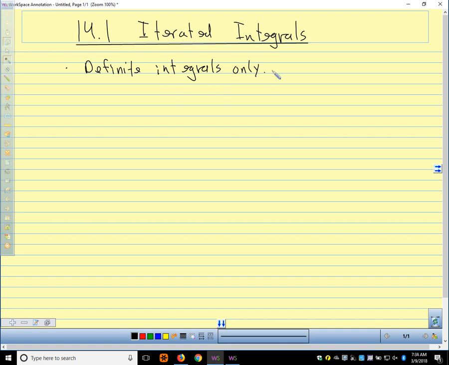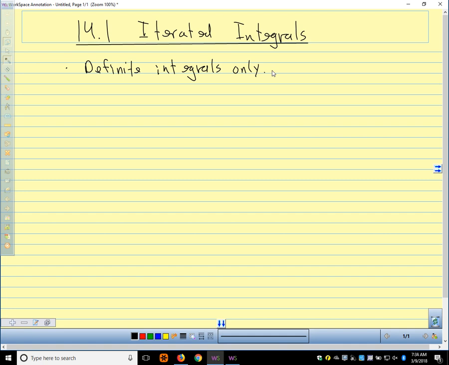The reason we're doing definite integrals only is because with a multivariable function, if we integrate with respect to one variable, the constant of integration can be a function of the other variable, because x is constant with respect to y and y is constant with respect to x. So our constants of integration can be functions of a different variable.